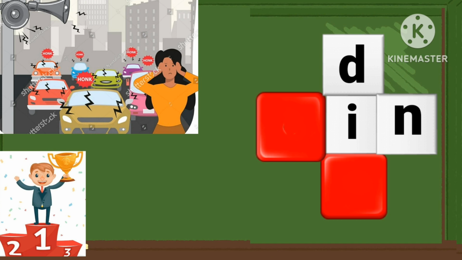For example, the first picture shows a lot of unpleasant noise. The word is din. D-I-N. Din. And in the second picture, we can see a boy with a trophy. The word is win. W-I-N. Win. So you have to drop W, that is letter W for win, and N, that is letter N for din.